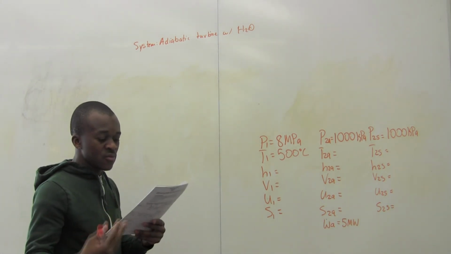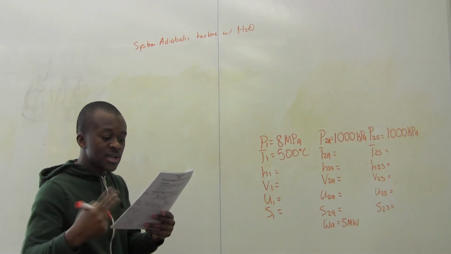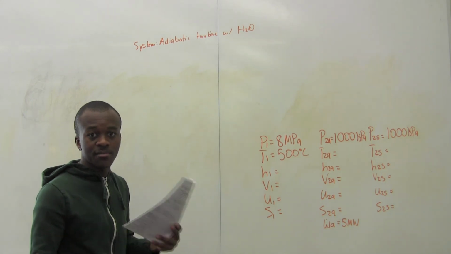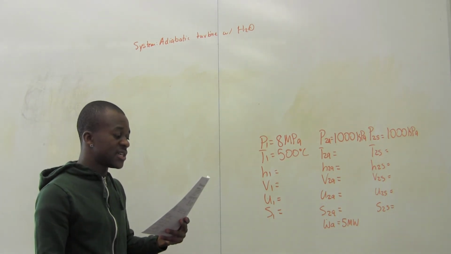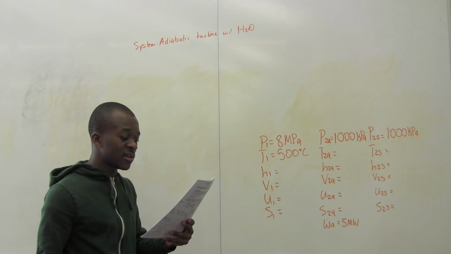That's the first part. Remember, they're going to want us to have a system, sketches including state diagrams like a PV or a TS diagram, conditions, physical laws, properties, and our calculations.